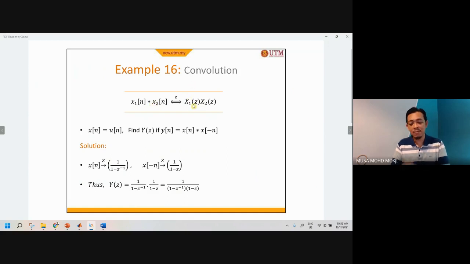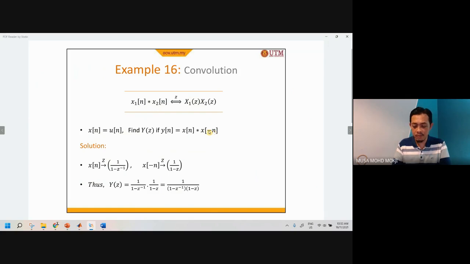So that's why this is very important. So that's why we learn the Z transform. Right? So let's see one example here. Let's say x[n] equals u[n]. Find y[n], which is the convolution between x[n] and x[-n].